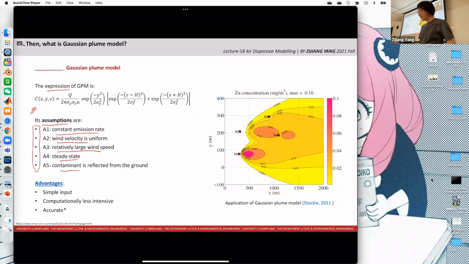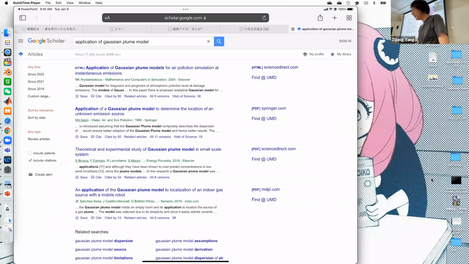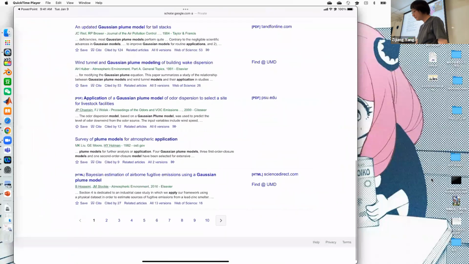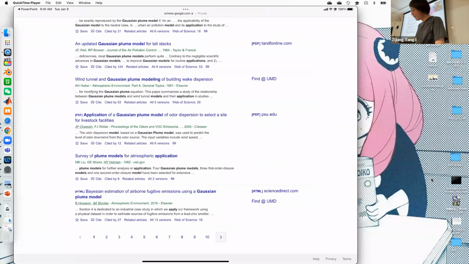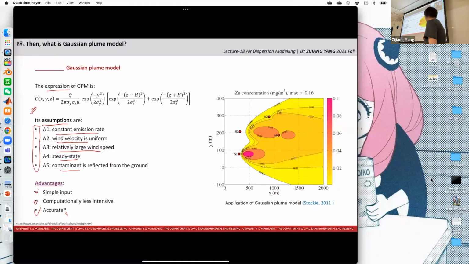And this model has some advantages. It has relatively simple input, and it is computationally less intensive than some other dynamic models or fluid models. And I would say this is accurate. I put a star here because the accuracy requirement depends on what we need. And if we search for applications of the Gaussian plume model, we can see there are a lot of literatures. So this is widely applied in the environmental field.